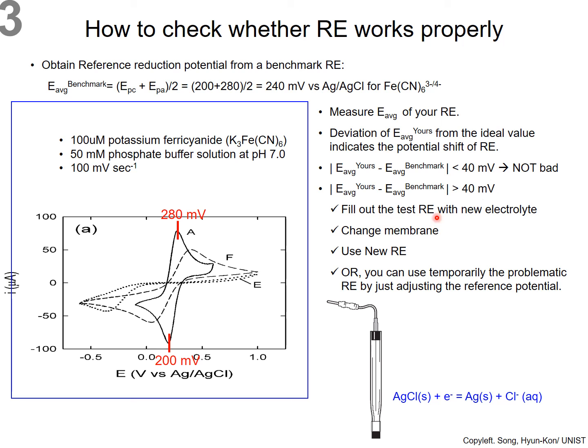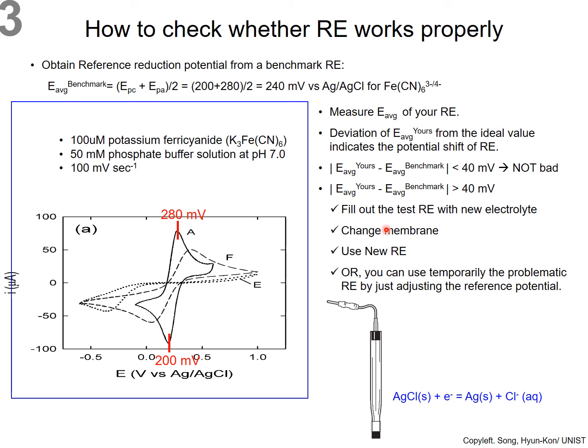Fill the test reference electrode with new electrolyte. In this case, you have the silver chloride reference electrode. Open the head of the reference electrode, take the old electrolyte out, and then introduce the new fresh electrolyte into the reference electrode.